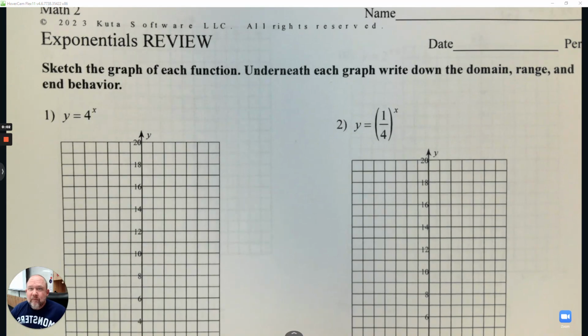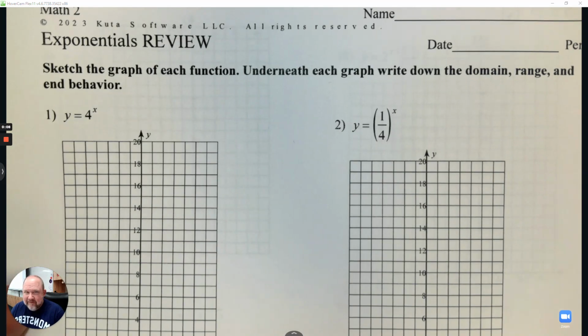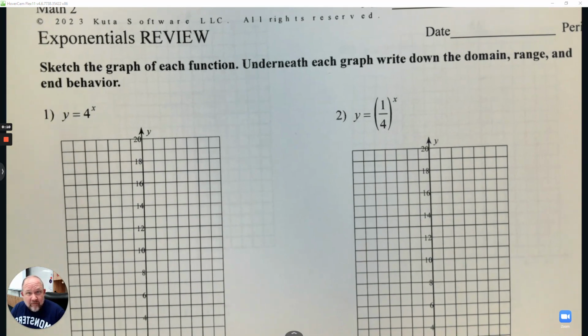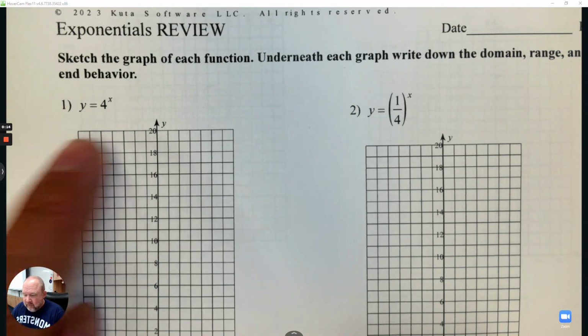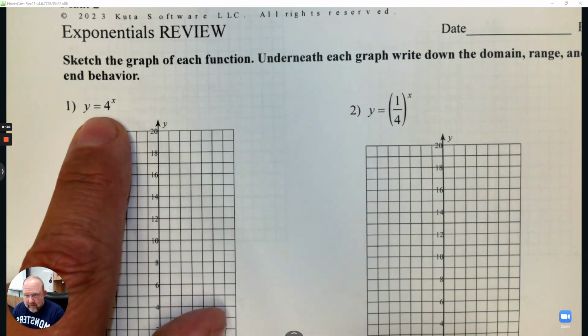Here's your review for exponentials. As always, it's best if you try first. Do your best. If you're stuck, watch the video so it can help you get through it, but really try to be independent. So I want to graph y equals 4 to the x.